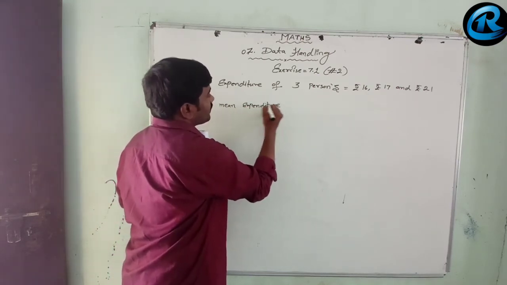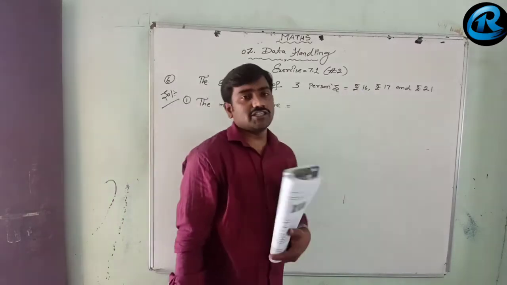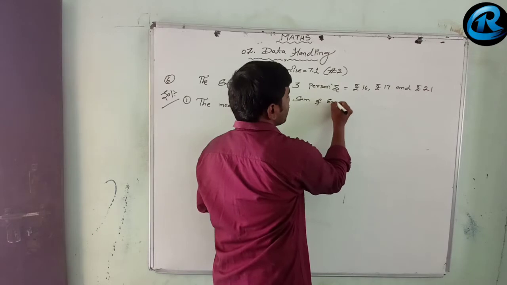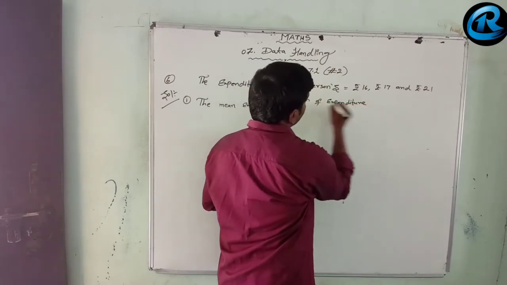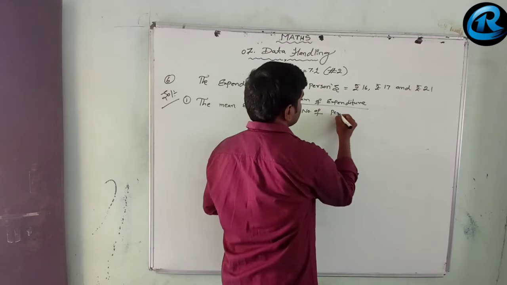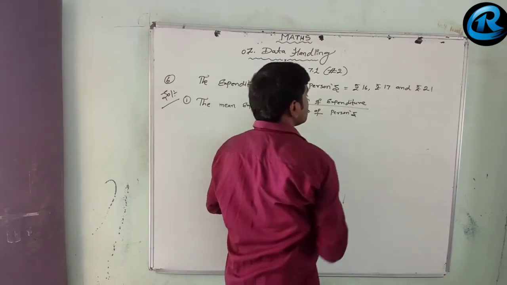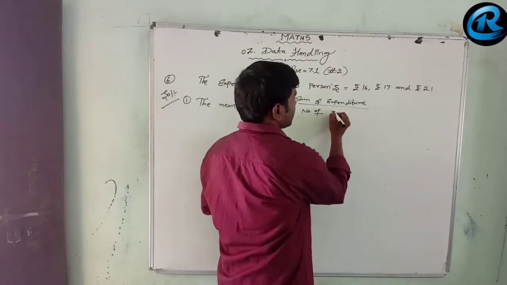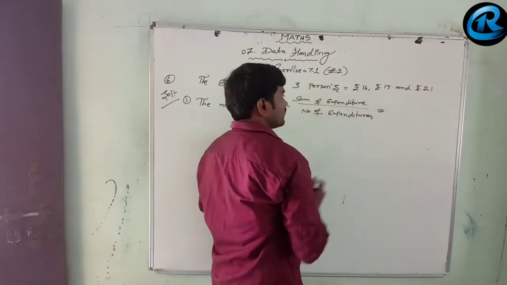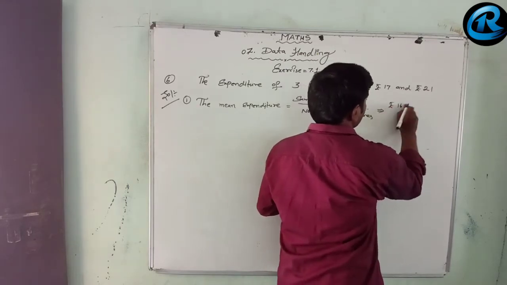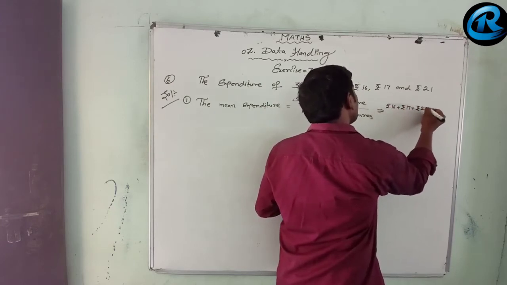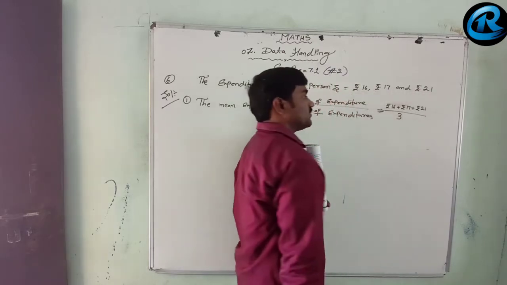The mean expenditure is equal to the sum of the expenditures divided by the number of expenditures. The sum of the expenditures is rupees 16 plus rupees 17 plus rupees 21, divided by 3, because the number of expenditures is 3.